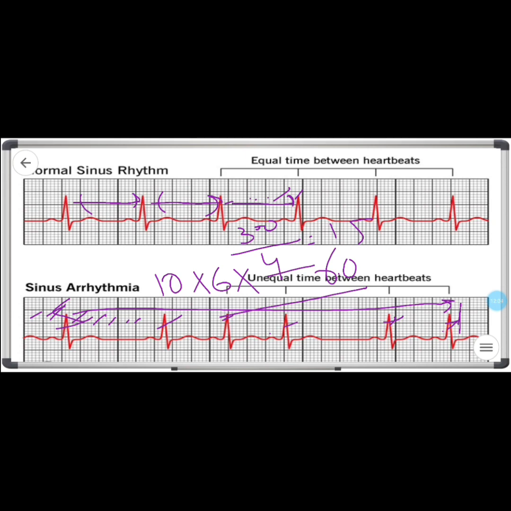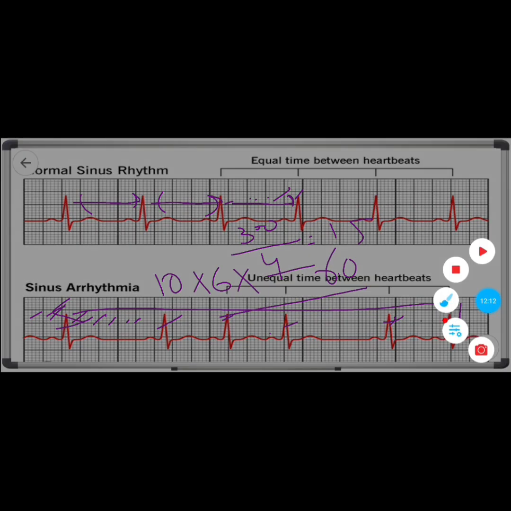So this was lecture number 2. The next lecture is going to be about the P wave and PR interval and the pathologies related to that.